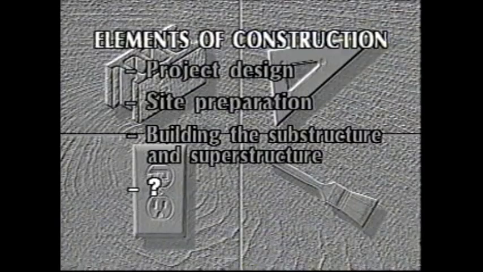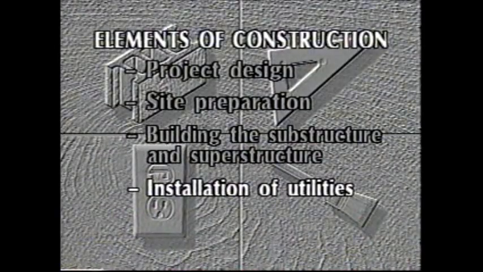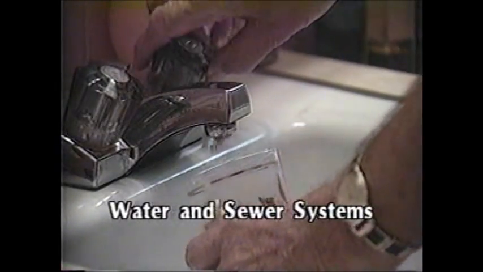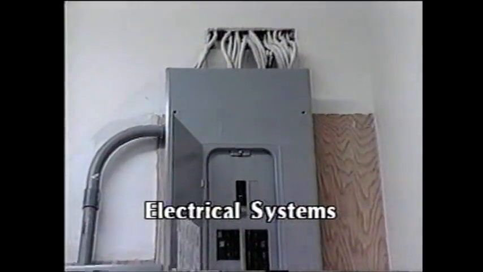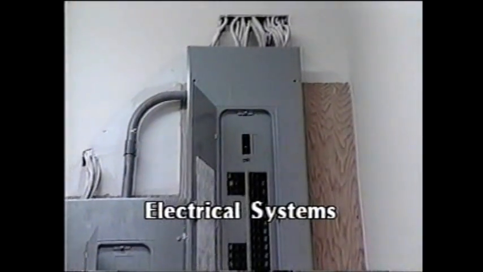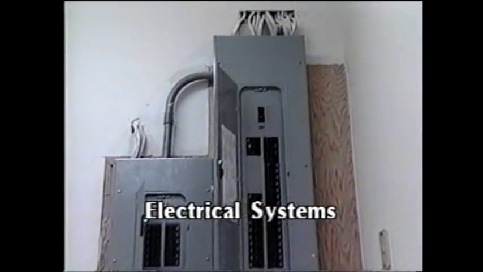Now, once the substructure and the superstructure have been completed, what do you think is the next procedure? Well, I guess you put up the walls. Actually, you're forgetting a few things that make a structure more comfortable. Like what? Utilities. Oh, you mean plumbing and stuff? Yes. Water and sewer systems are two examples of utilities. Electrical systems are another essential utility installed on most structures.